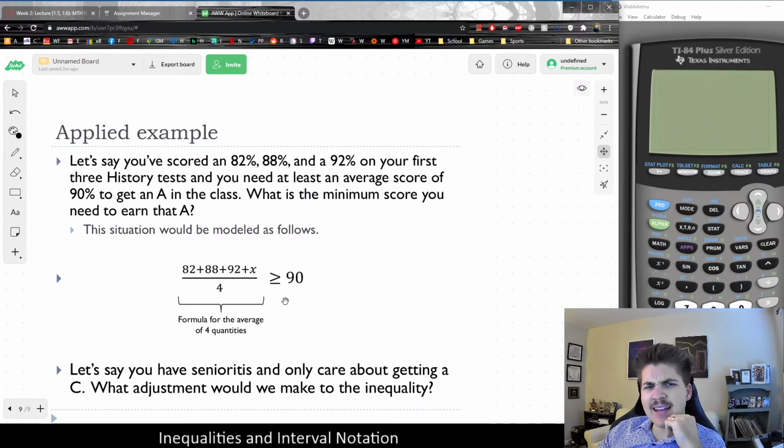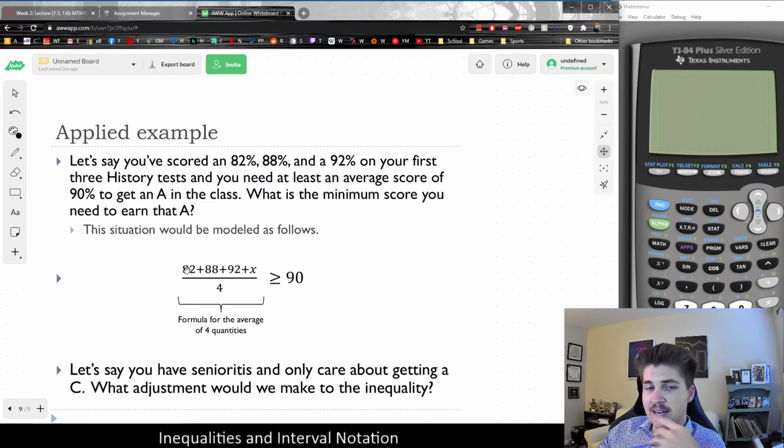So we could write that as an inequality by saying, well, first of all, how do I find an average? Well, in general, assuming that all the tests are weighted the same, which depending on your history class might not actually be the case, for an average what we want to do is add up all of the things and divide by how many there were. So we clearly had 3 tests already, and then there's a 4th test that we need to take.